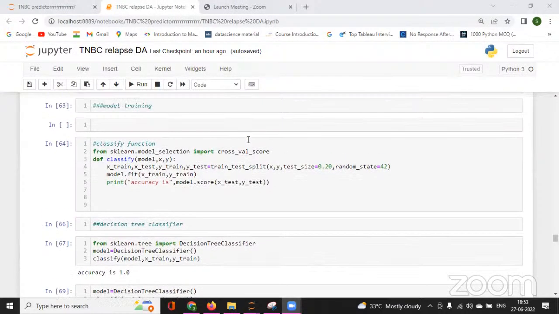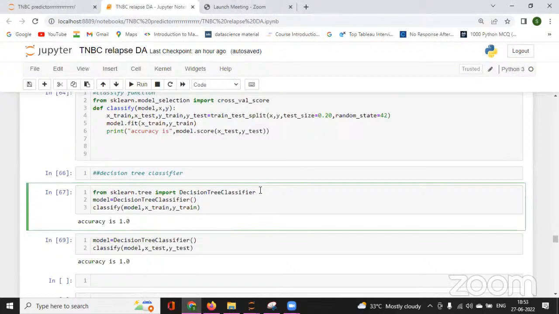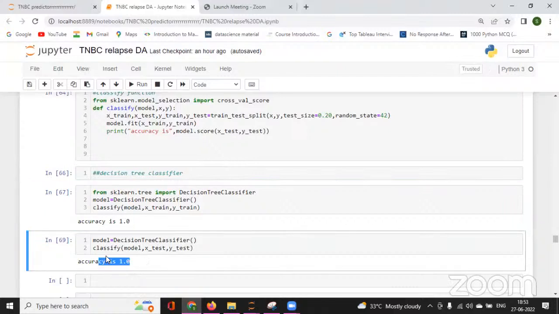Then you can simply import the decision tree algorithm from sklearn, and fit the X train and Y train that you have taken, and you can classify. In that case, we have 1, 1, so it is obviously an overfitting model.